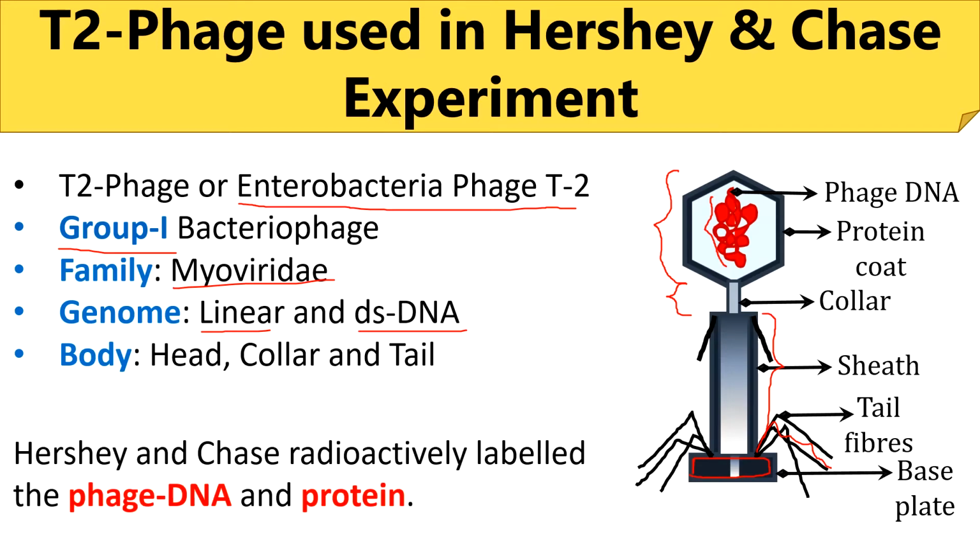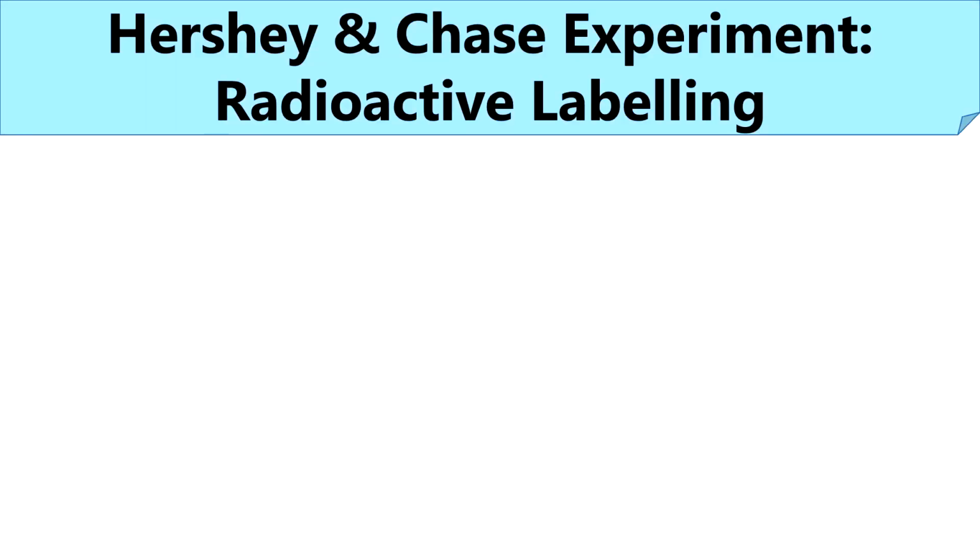Hershey and Chase used T2 bacteriophage and they radioactively labeled the phage DNA and phage protein by using radioactive phosphorus and sulfur to explain whether DNA or protein is the genetic material. Now let us discuss the first step of the Hershey and Chase experiment.